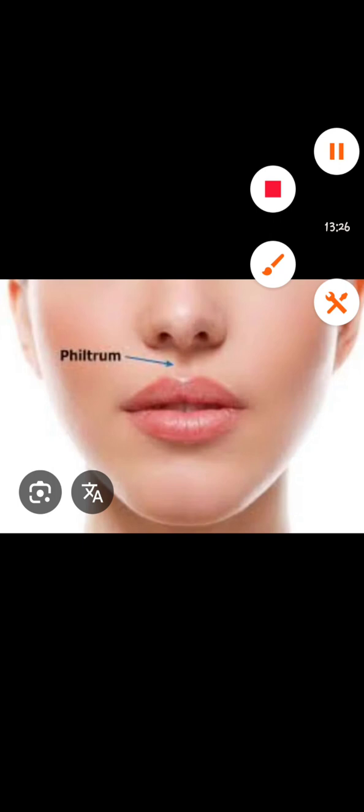It's the vertical groove located medially in the middle of the superior upper lip and extends beneath the columna nasi and margin of the red lip. The philtrum itself is not a muscle, but it's intricately connected to the muscles surrounding the mouth and plays a role in facial expressions and movements involving the upper lip.